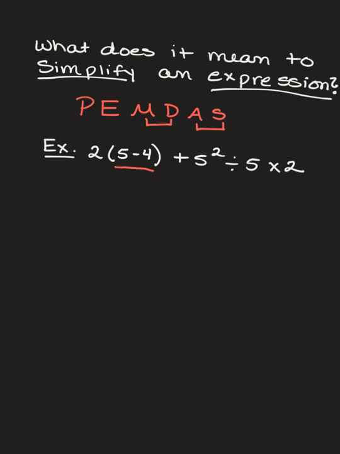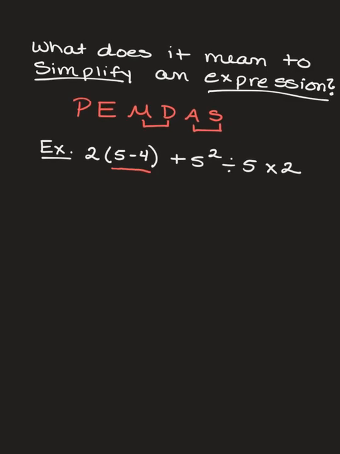Rewrite the parts of the expression that you haven't touched, and then show me the parts that you did simplify. So to simplify inside of the parentheses, I'm not doing anything with that 2 just yet. 5 minus 4 is 1, plus 5 squared divided by 5 times 2. That takes care of my parentheses.